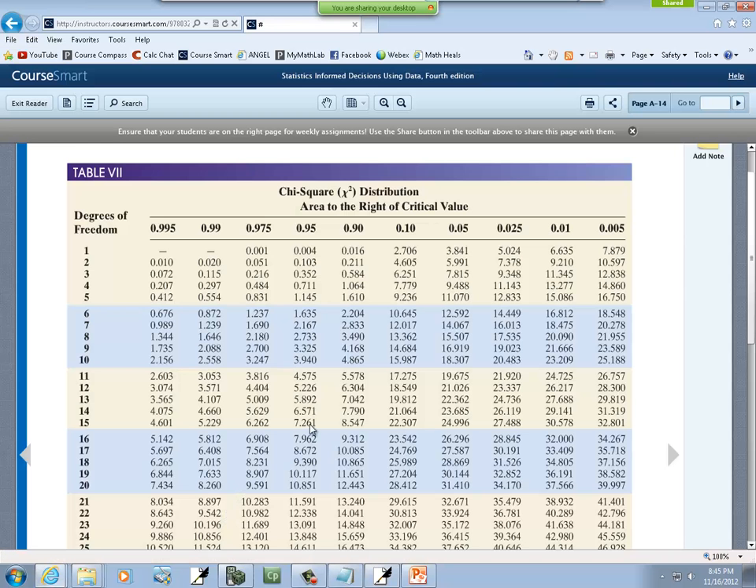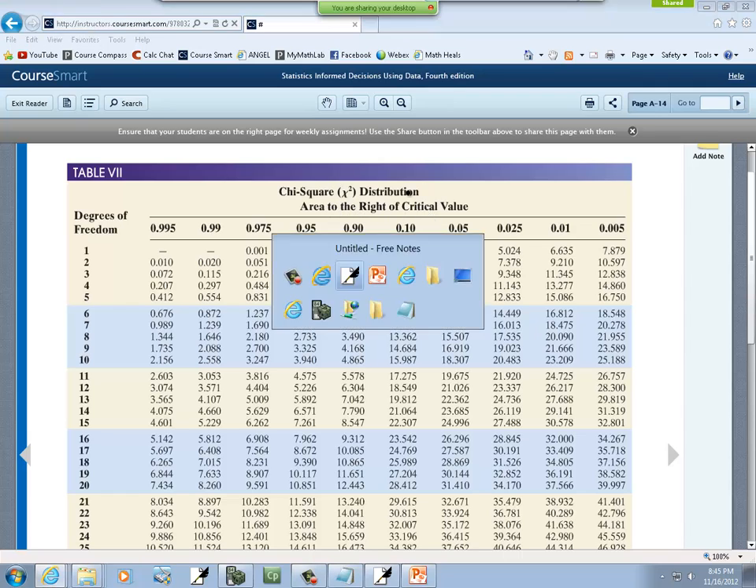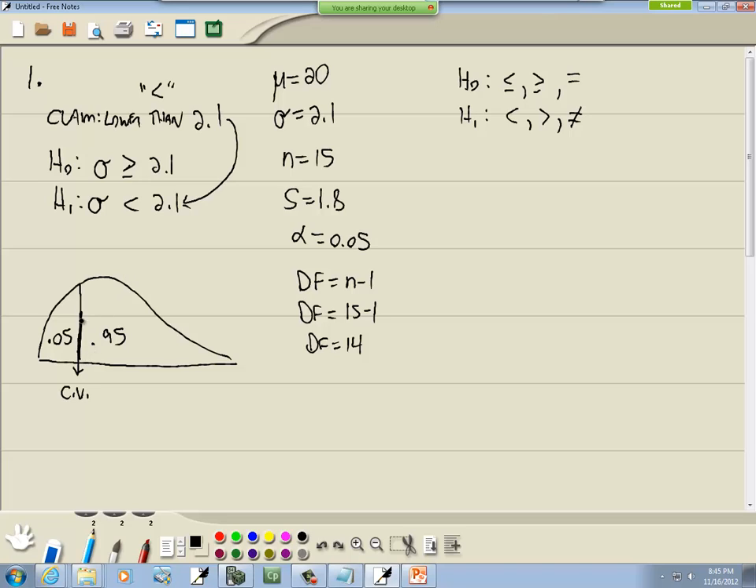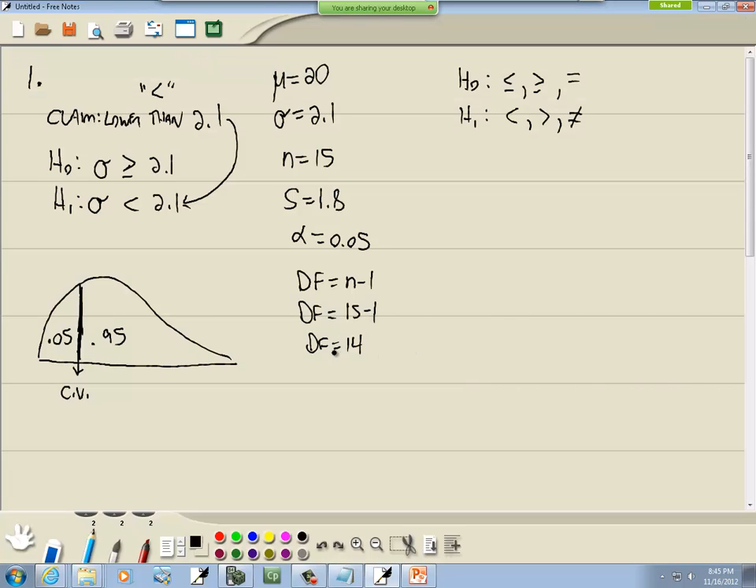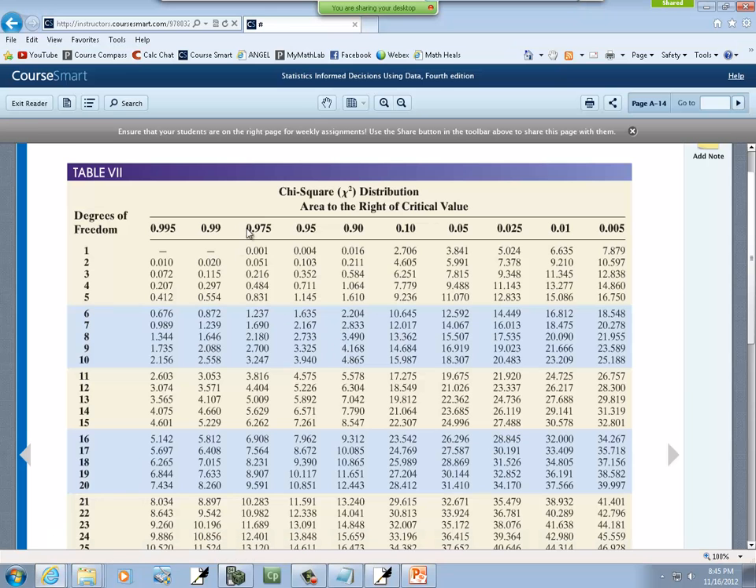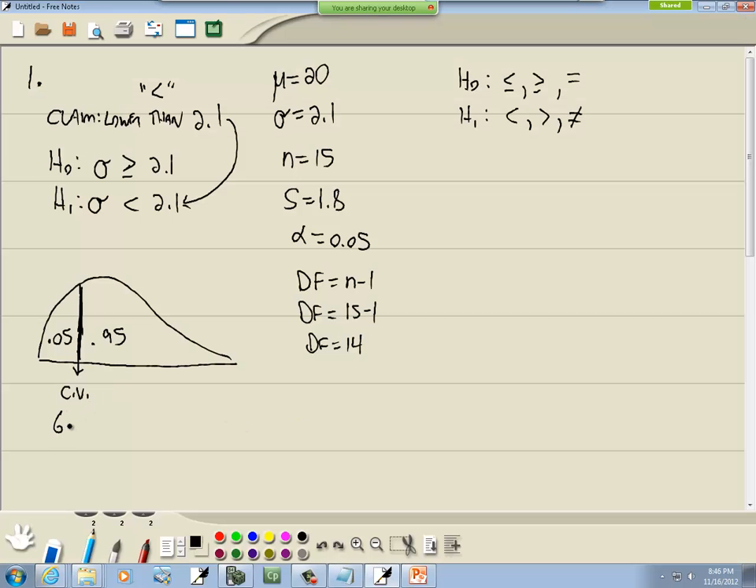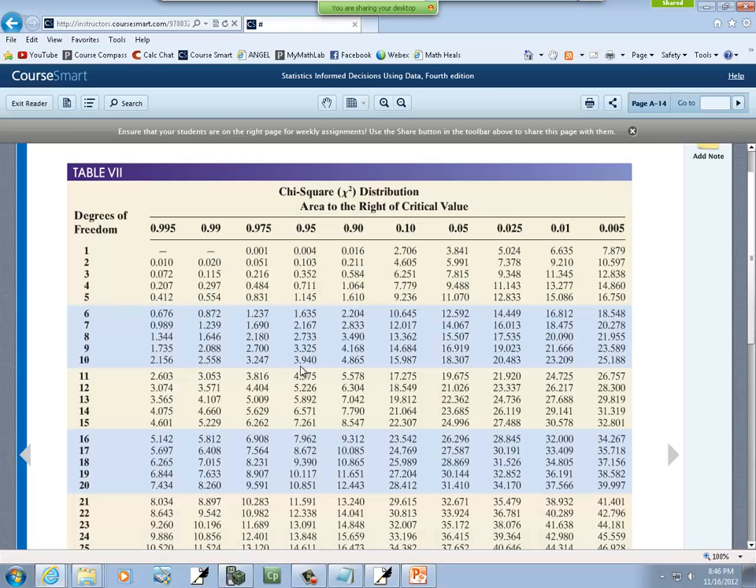Let's look at our table. The chi-square distribution table is based upon the area to the right of the critical value. Well, here's my critical value. The area to the right of it is 0.95. We're going to look in the 0.95 column. We're going to look up degree of freedom of 14. So 0.95, degree of freedom of 14. And if my eyes aren't getting off, 6.571. And that's our critical value.